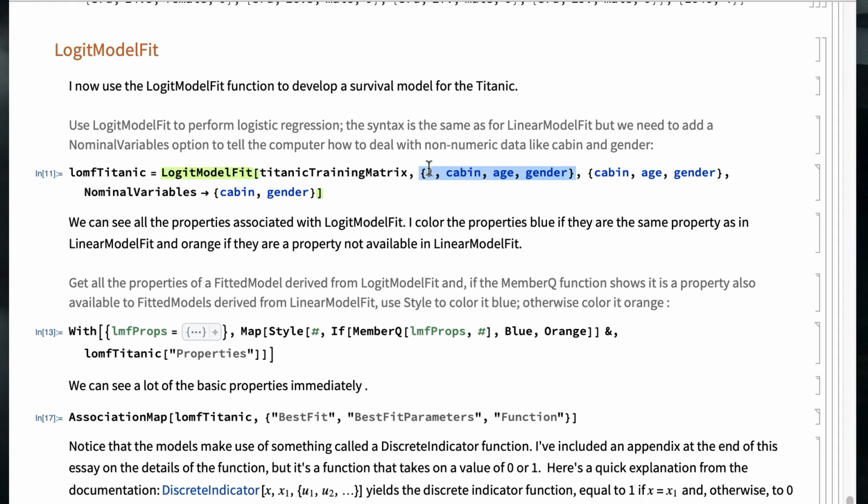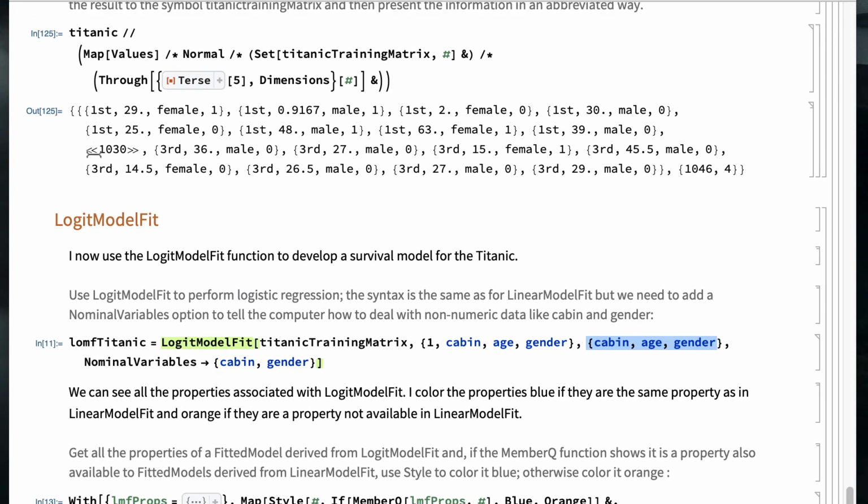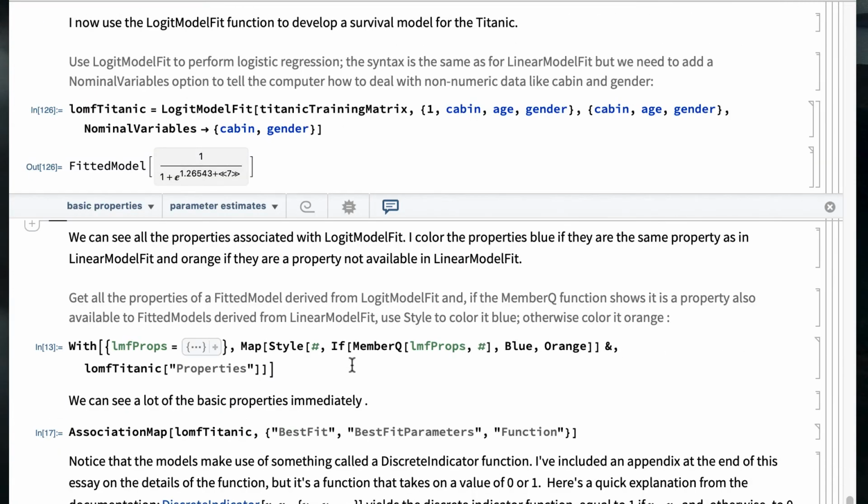We want to be looking at an intercept term. Cabin class, age, and gender. Our variables are cabin class, age, and gender. We do need to tell it that cabin, in first, second, third class, is a nominal or categorical variable, and gender, female, male, is also a categorical variable. No fluid genders in this data set. So let's do it. We're done, and we can find the various properties.